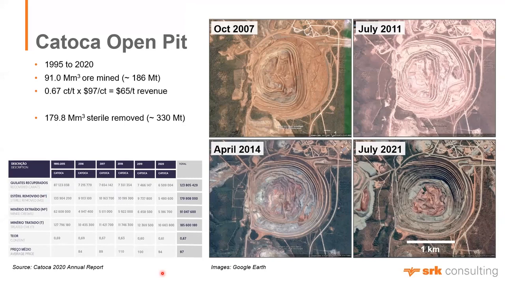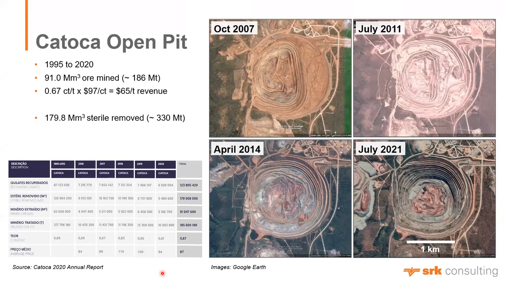If you go look in Catoca's annual reports, all these numbers are available, right down to the price points and the grades. We know that in this period, while this open pit was getting deeper, they've mined out 186 million tons of ore, at roughly $65 a ton. And they've made good money. Their internal rate of return is about 15 to 20% at $65 a ton.